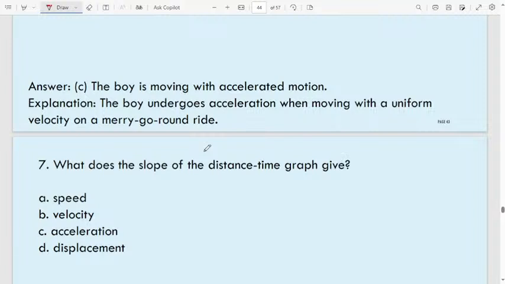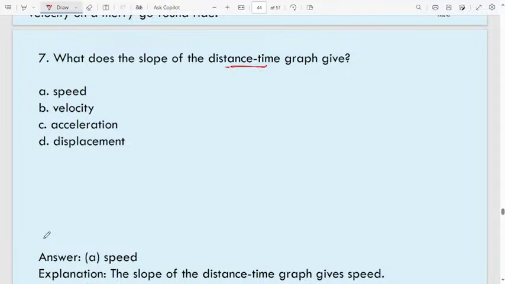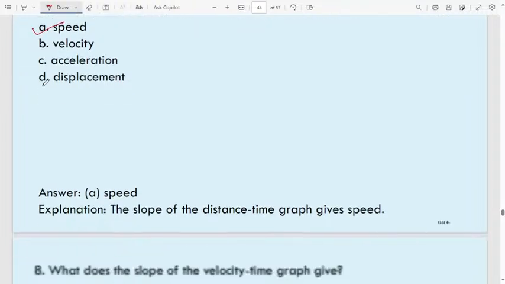Next question: what does the slope of the distance time graph give? In the distance time graph, the slope will indicate what? Option A, speed. Option B, velocity. Option C, acceleration. Option D, displacement. The correct answer is A, it will indicate speed.